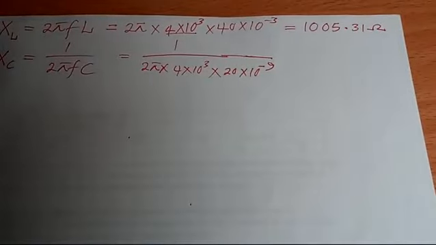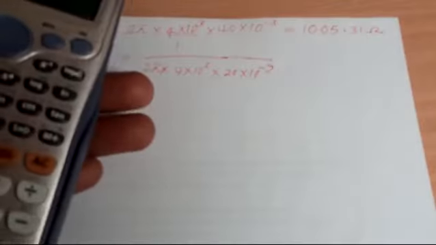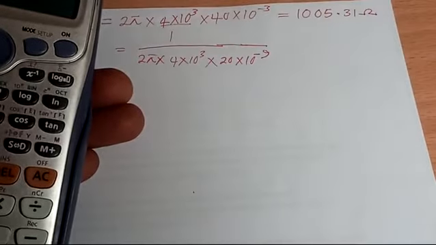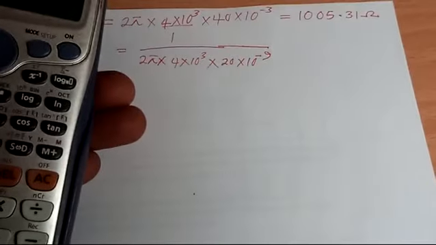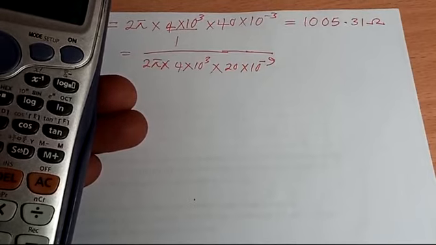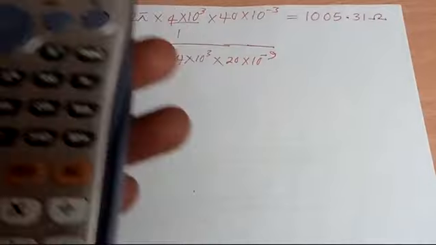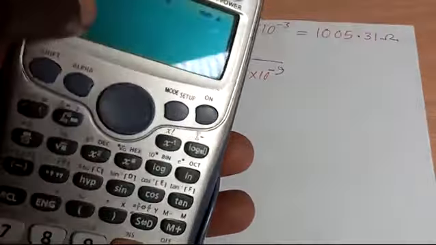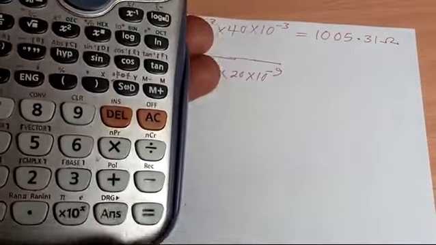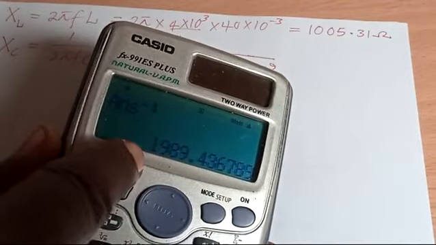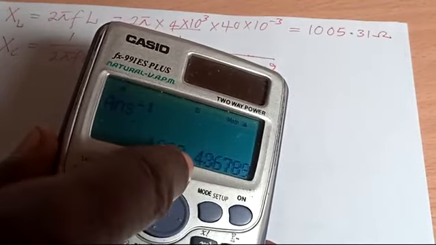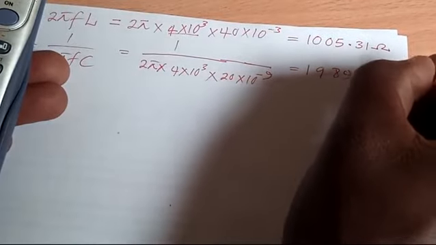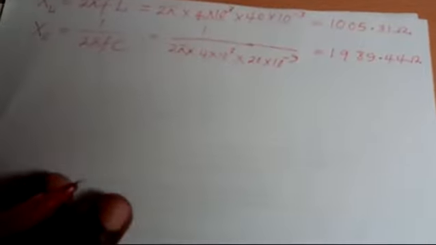Then bring your calculator and evaluate the denominator. Just focus on the denominator. Press 2 pi multiplied by 4 exponential 3 multiplied by 20 exponential negative 9. Then you know it's in the denominator, so you have to take the reciprocal, press this reciprocal button. Then press the equality sign and you will see your answer, 1989.43, approximately 1989.44 in ohms, again because it's electrical resistance.